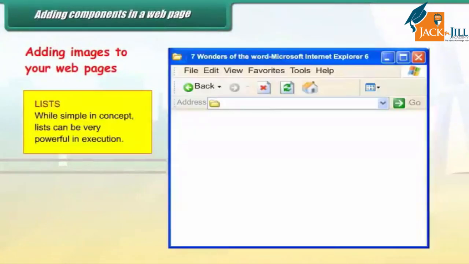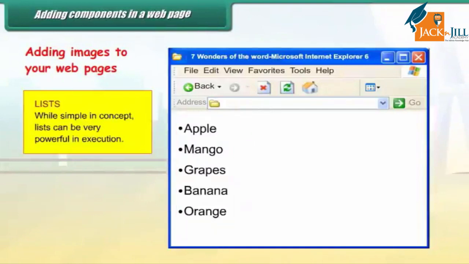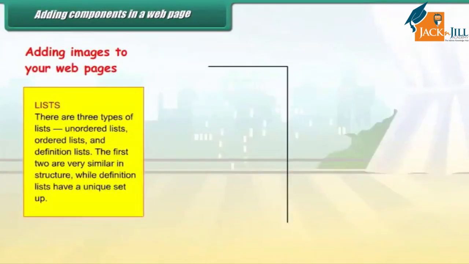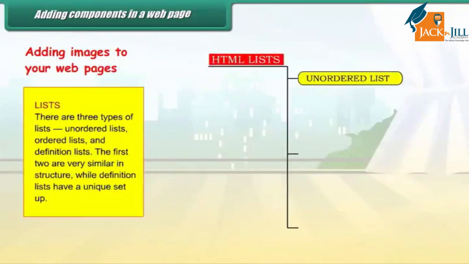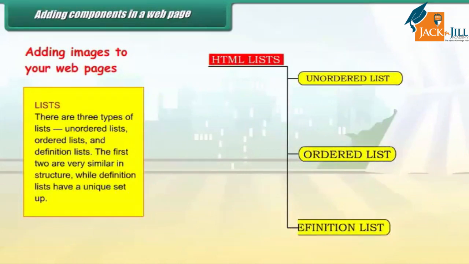Lists. While simple in concept, lists can be very powerful in execution. There are 3 types of lists: unordered lists, ordered lists, and definition lists. The first 2 are very similar in structure, while definition lists have a unique setup.